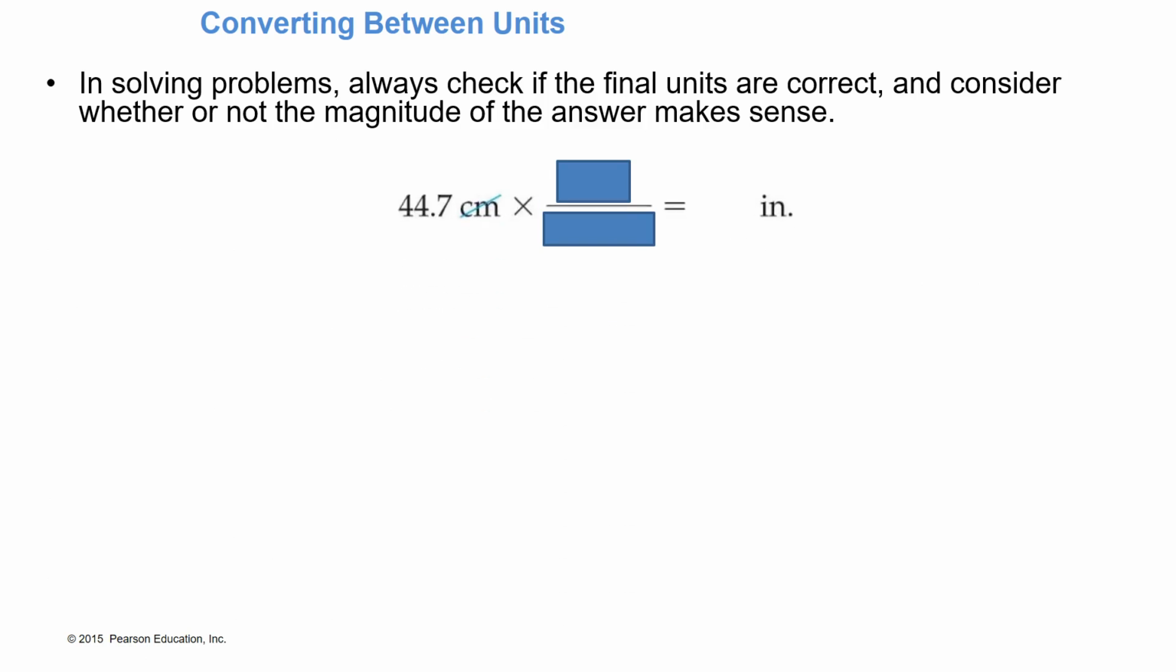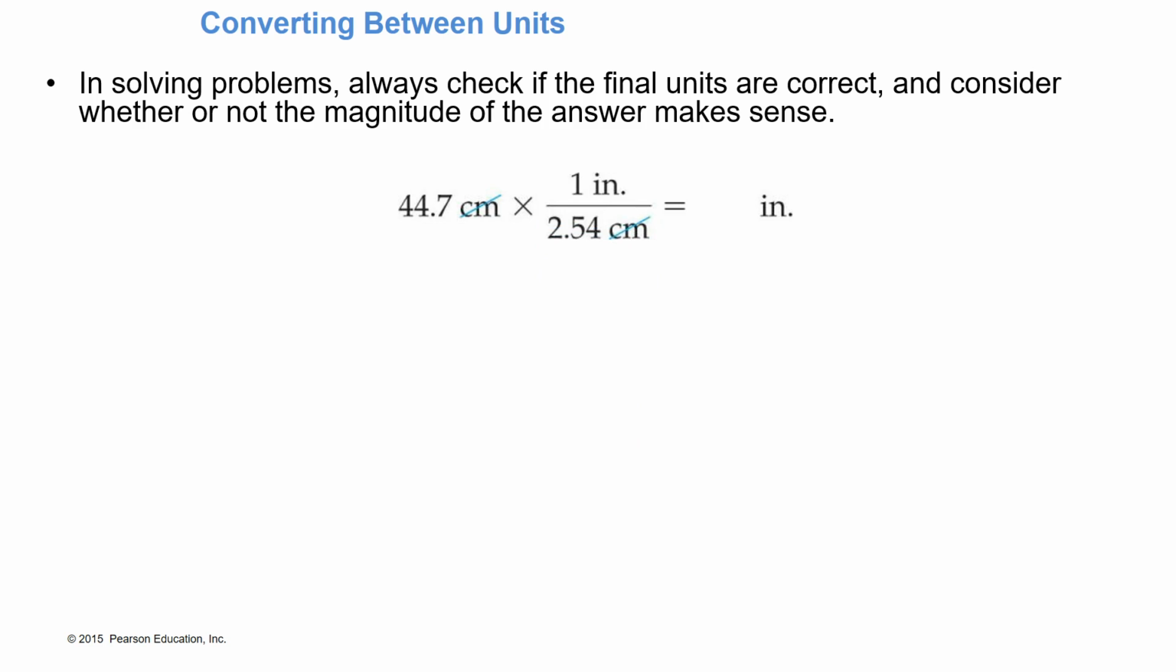All right. So I have this problem here that I have 44.7 centimeters, and I want to know what that is in inches. So if I'm using my conversion factor that we just established, what unit's going to go on the bottom and what unit's going to go on the top? Centimeters will be on the bottom because that's what we want to get rid of, right? And we know that for every 2.54 centimeters is 1 inch.